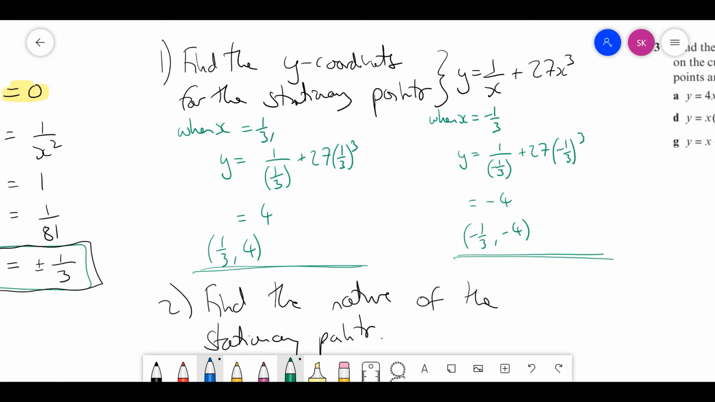Why do you think I've extended this line for my answer beyond the actual coordinates? Well, it's because I want to say the nature of these turning points, these stationary points. I know they're stationary points. I want to say, are they max or min or points of inflection? So now I have to find the nature of the stationary points.